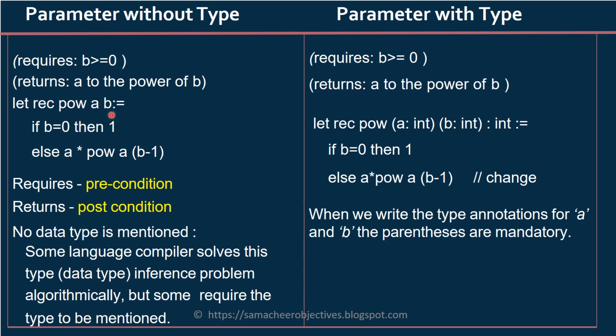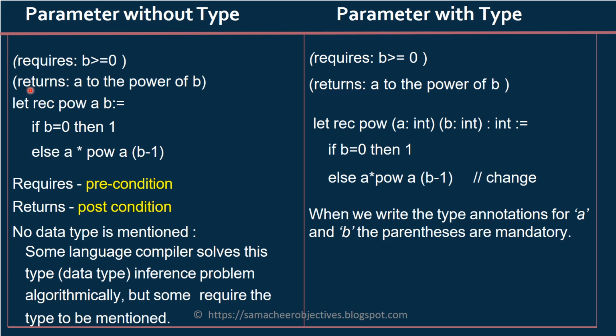And before writing the pseudocode for the function, we need to specify two things. First one is the precondition, second one is the postcondition. Precondition is given with the keyword requires, and postcondition is given with the keyword returns. What is the precondition given? B greater than or equal to 0. Actually, this program is to find the power, that is a power b. So only if b is greater than or equal to 0, this function will be executed, right?